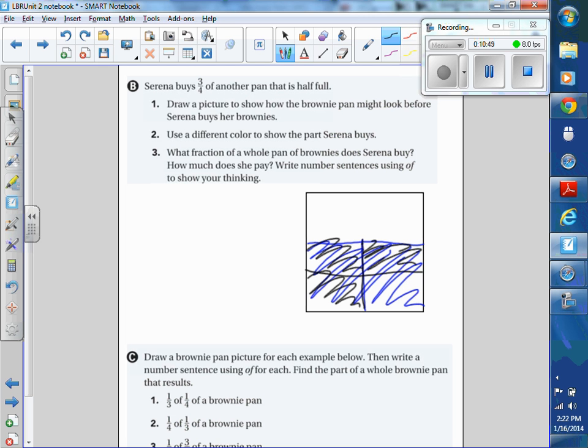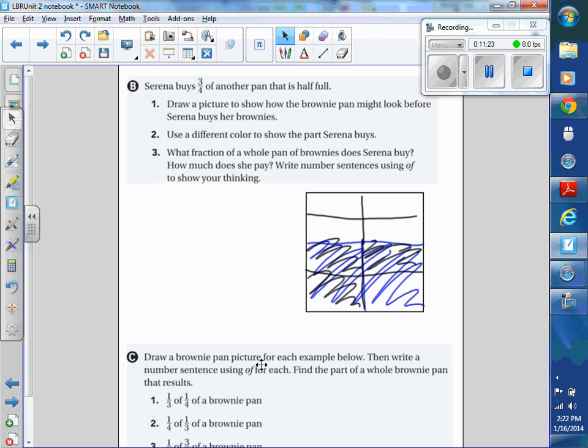And if you finish, it would sort of look like this, and that would be 8ths. So she was buying 3/8 of the whole brownie pan. Right. And she would pay $4.50 because 1/8 of $12 is 1.5, and 1.5 times 3 is 4.5. Good. Okay, so there's a lot of information there.